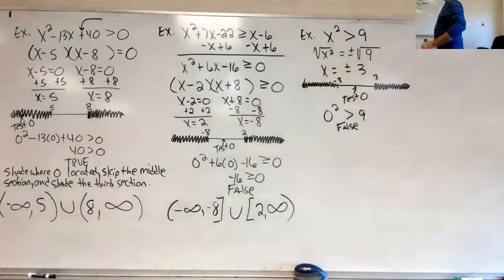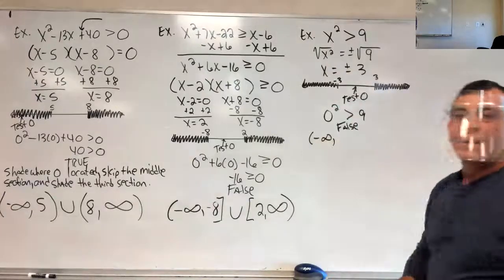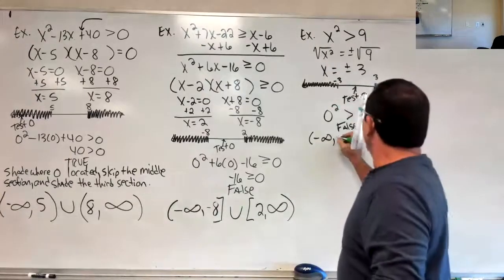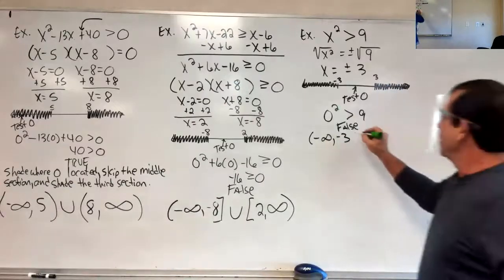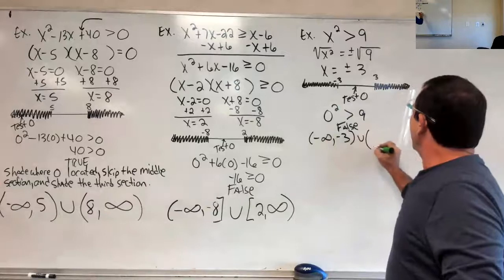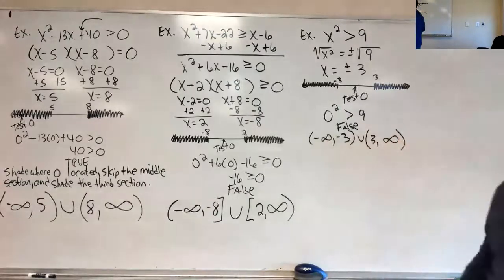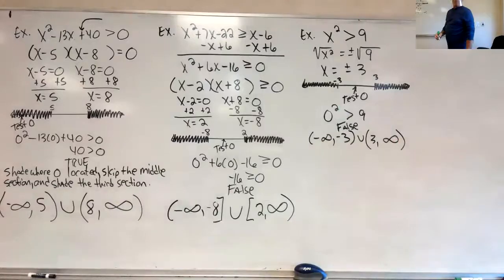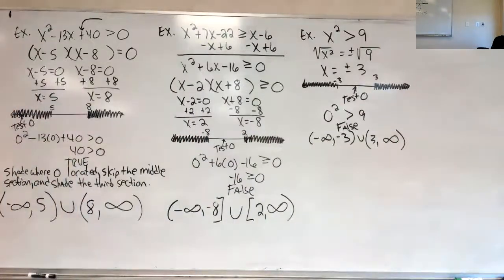All right, so the interval would be negative infinity till I hit that negative 3. So y'all want curves or brackets? And then we're going to union from what? 3, positive infinity. Okay. I'm sort of glad this section's at the end because it's sort of mild compared to them rational expressions.